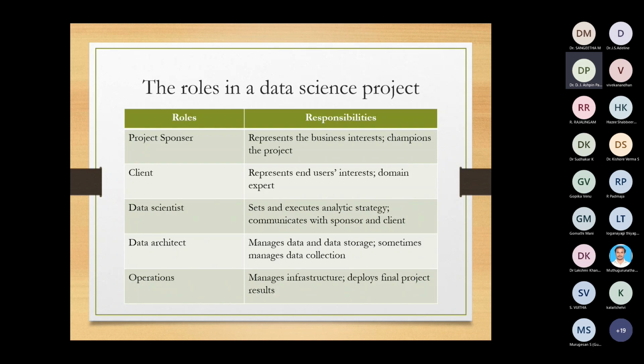is the project sponsor. He is the most important person, and he is the person who wants the data science result. Generally, he represents the business interest. He is the one responsible for deciding whether the project is a success or a failure. So he actually wants the data science result.